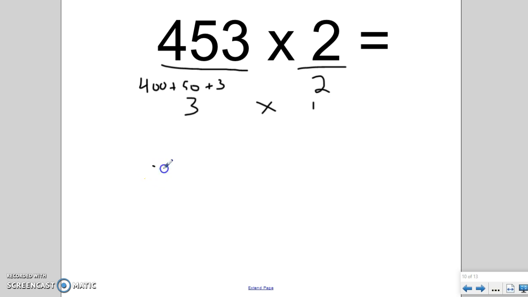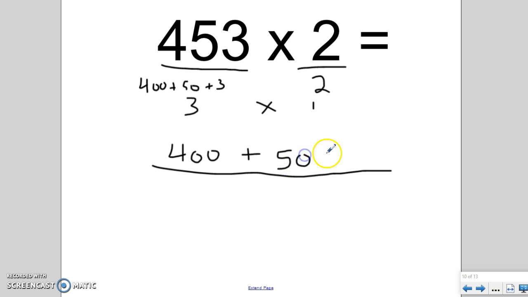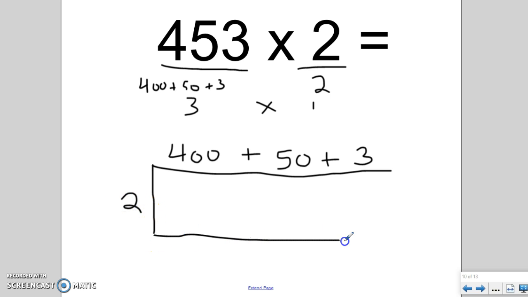So now when I draw my rectangle, I need to go 3 across. I need to make enough room to have 400 plus 50 plus 3. And then going down, I still just have my 1-digit number of 2. So we know area is dealing with these rectangles. I'm going to draw a rectangle. So I have 3 numbers going across. So I'm going to go down here right at the plus sign just to break up the 400 from the 50. And now I'm going to go right down here between the 50 and the 3 right at the plus sign. And all I have here is the 2.